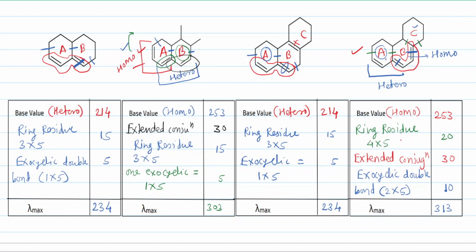In this way, we can calculate the lambda max values for various dienes. It may be an acyclic one or a cyclic one, a homoannular one or a heteroannular one, by using the Woodward-Fieser rule. In the next video, we will see the calculation of lambda max values for enone systems.